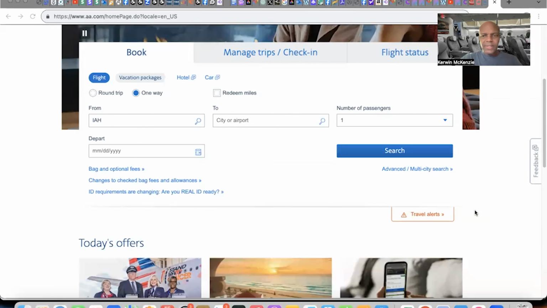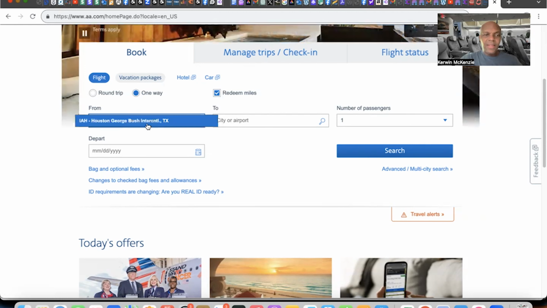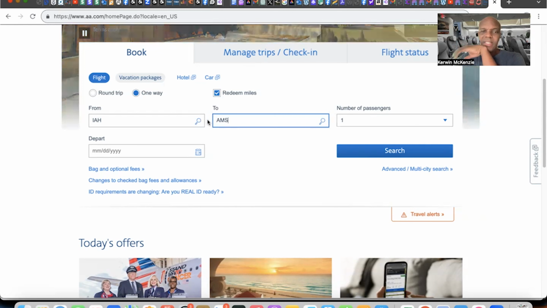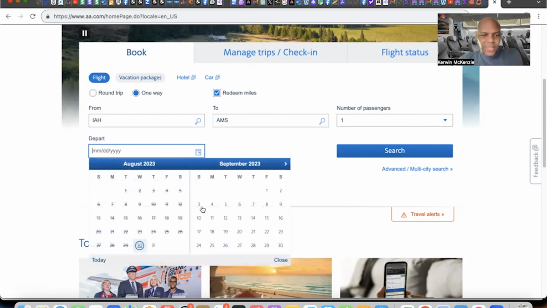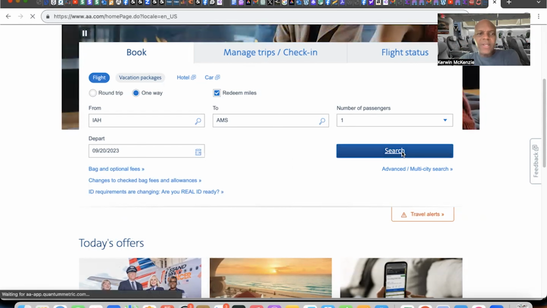Okay, so I've signed into my American Airlines account, and let's try the same searches, and I'm going to say redeem miles, and let's do Houston, and let's do Amsterdam. American doesn't have the little flippy thing. So we're going to do it for the same date, September 20th. And let's see what they're going to come up with.